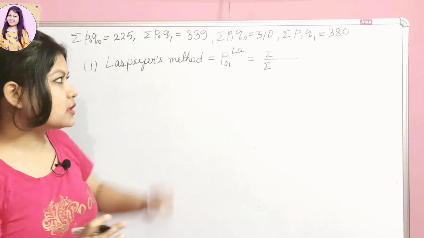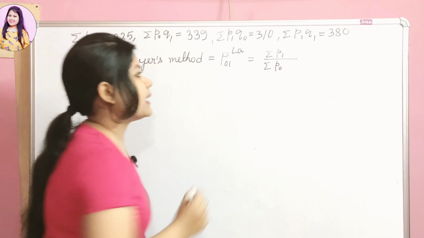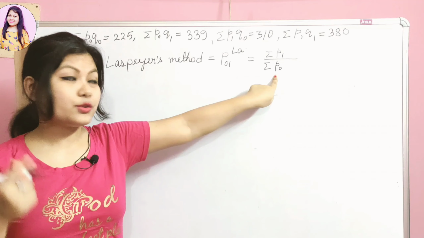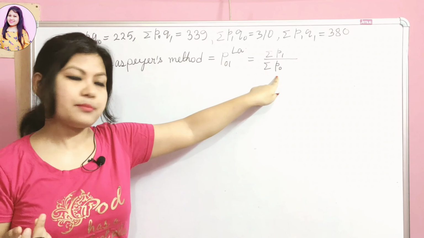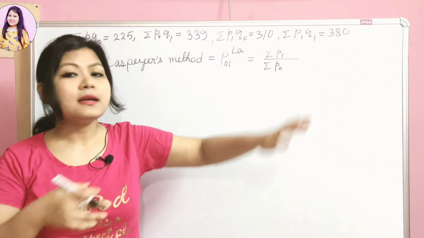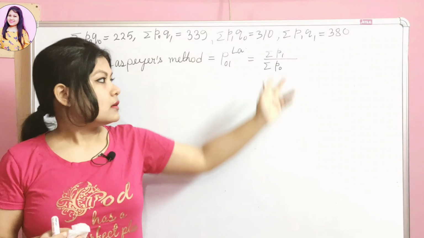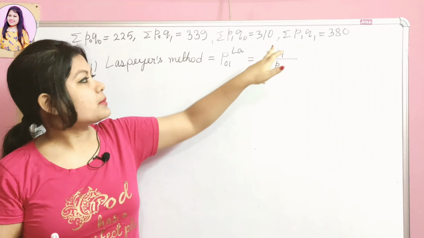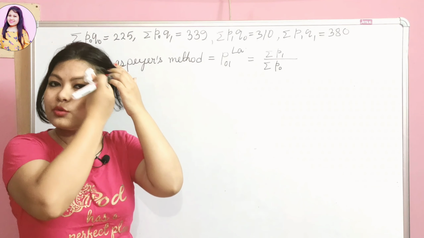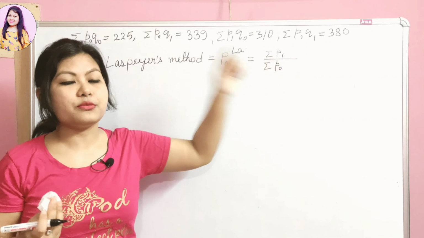So first of all you can write down summation of P1 divided by summation of P0. This will always remain the same. Always remember in this chapter, summation of P1 divided by summation of P0 is the same for all the formulas, but the next value will be different.